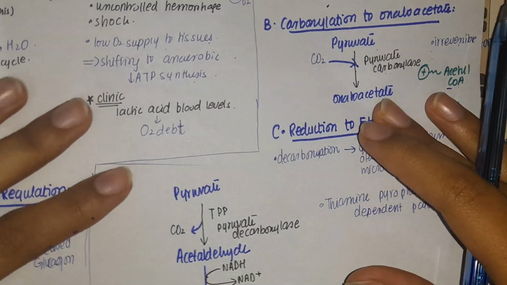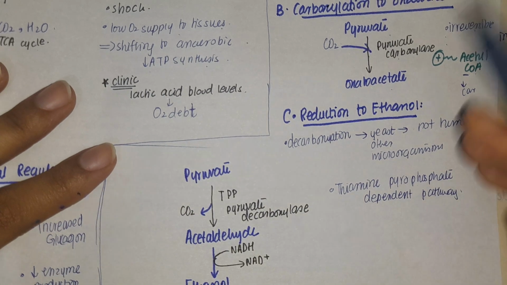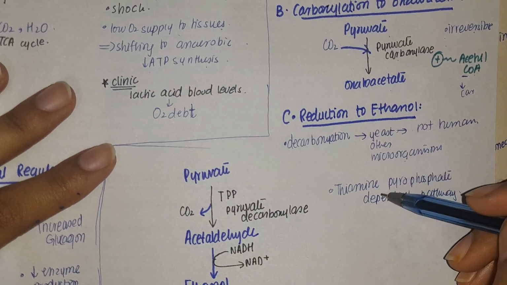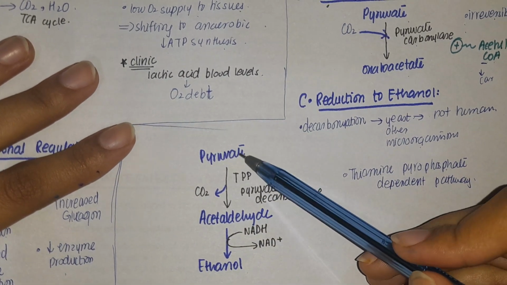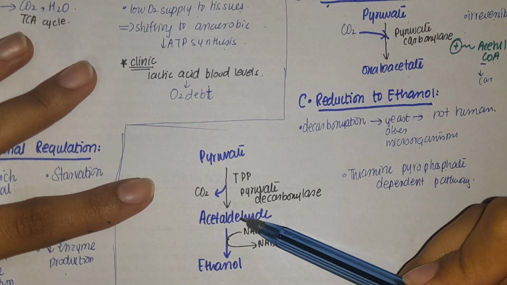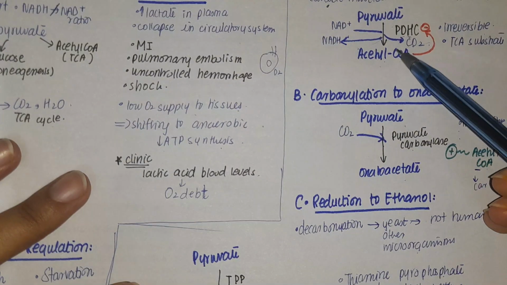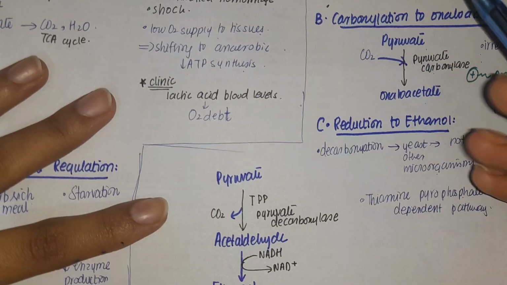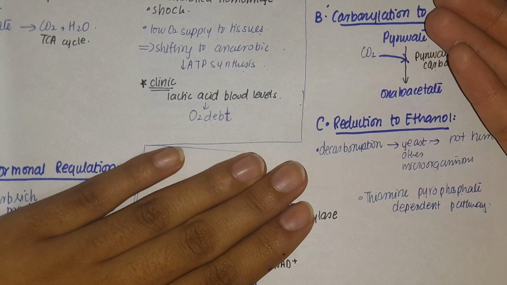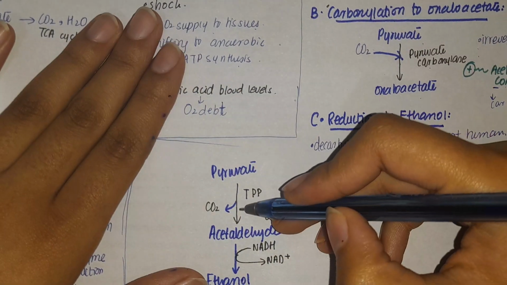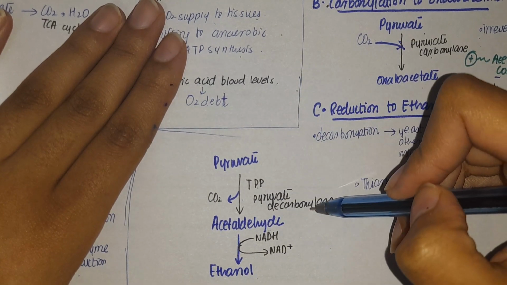Now pyruvate can also get reduced to ethanol, but this does not occur in humans. This occurs in yeast and other microorganisms, and it is a thiamine pyrophosphate dependent pathway. It is a two-step process. Firstly, pyruvate gets converted into acetaldehyde and then into ethanol. Acetaldehyde is a very close relative of acetyl coenzyme A. Quiz: how do we produce acetyl coenzyme A from pyruvate? By decarboxylation. Similar decarboxylation also produces acetaldehyde, by the enzyme pyruvate decarboxylase.